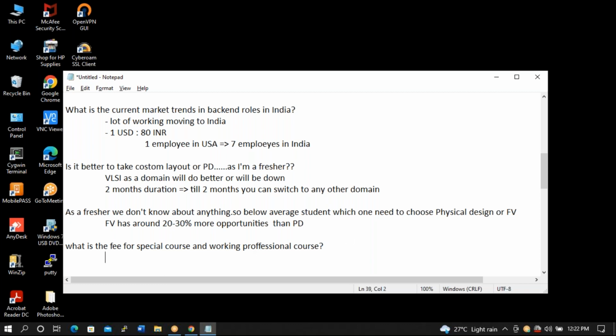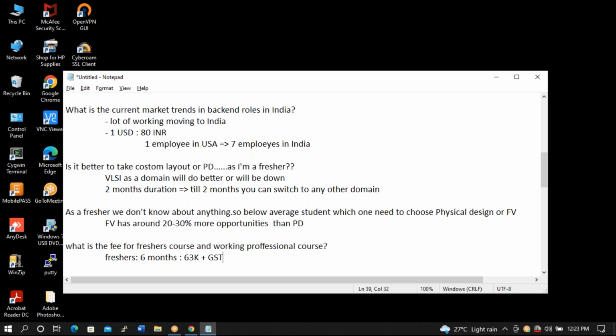What is the fee for the special course? There is nothing like a special course. It is a freshers course. For a fresher, it's a 6 months course. The fee is 63K plus GST. I think you might have talked, there is some reduction we might have done based on the people. You can talk to the institute to know about the final numbers.